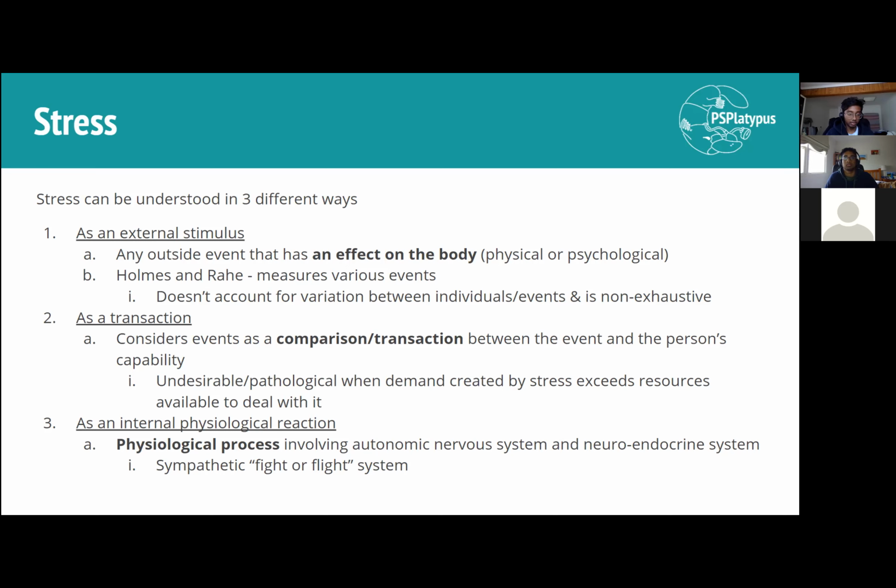The third way is simply thinking about it physiologically. That's the process of fight or flight involving the sympathetic nervous system, which is a part of the autonomic nervous system, and the neuroendocrine system. So that's things like raising cortisol levels, etc.